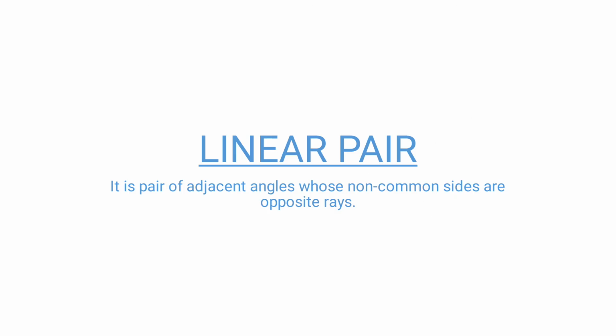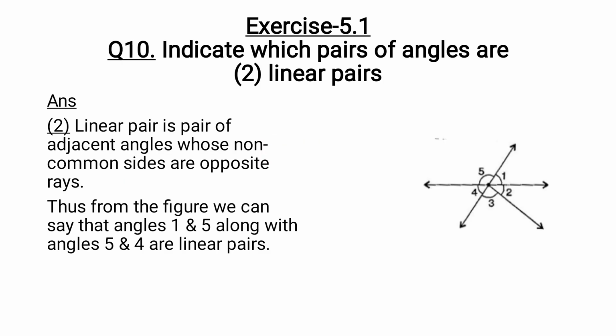Now, what do we mean by linear pair? It is a pair of adjacent angles whose non-common sides are opposite rays. So, let us see it with the help of question 10. Here in question 10, we are supposed to indicate the pairs of angles which are linear pairs from the given figure. Well, if we go by the definition, a linear pair is a pair of adjacent angles whose non-common sides are opposite rays. Thus, from the figure, we can say that angles 1 and 5, along with angles 5 and 4, are linear pairs.